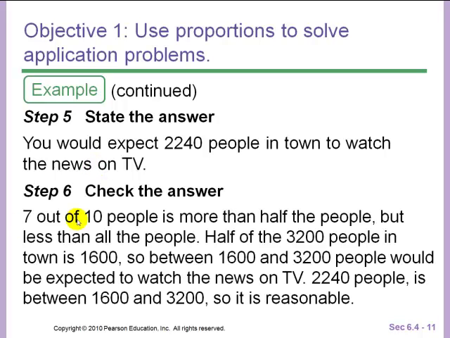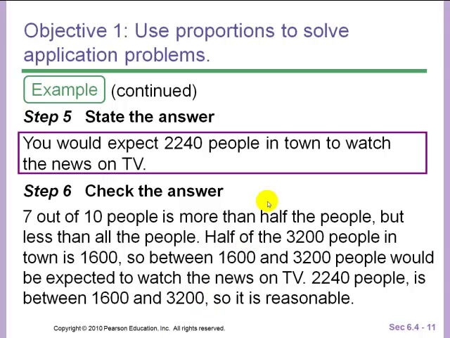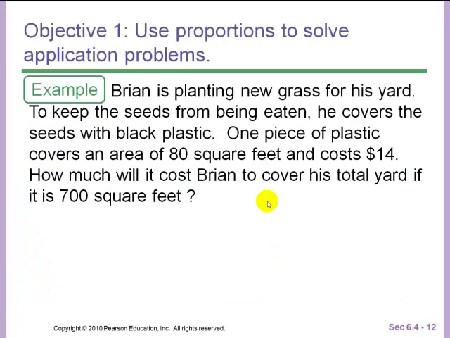If we check this, 7 out of 10 people is more than half, but it's less than all. So half of the 3,200 would be 1,600. So our answer should be between 1,600 and 3,200. Our answer of 2,240 falls in this range, so it is a reasonable answer. Again, this doesn't guarantee that you didn't make an arithmetic error somewhere, but if you had your proportion set up incorrectly, this would catch that mistake. So our final answer is that you would expect 2,240 people in the town to watch the news on TV.